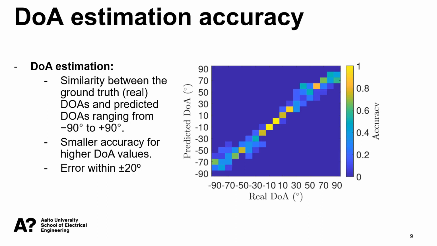As we can see, there is a high accuracy in the estimation of the DOA values around 0 degrees, and the accuracy of the estimation decreases as we approach the higher angles. This reduction in the quality of the estimation happens because we are closer to the axis of the microphone array. However, the estimation error stays within ±20 degrees, which is still an acceptable value for the application that we propose.